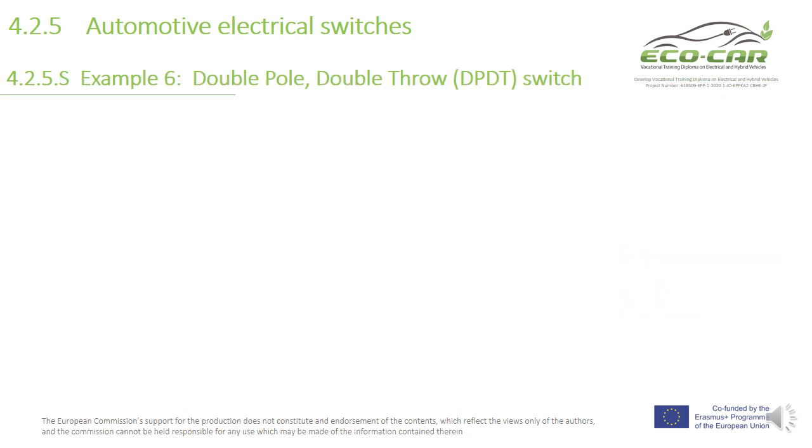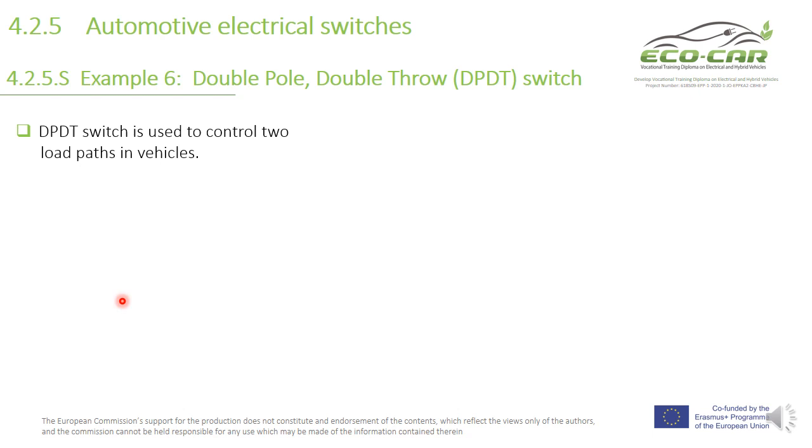Example 6 is about another type of automotive electrical switch, which is called the double pole double throw switch, DPDT. A double pole double throw switch is used to control two load paths in vehicles.